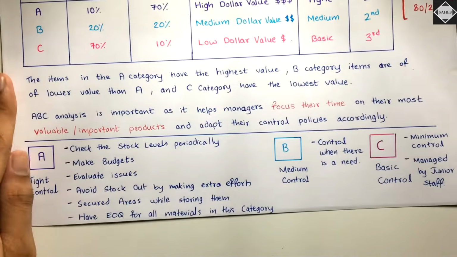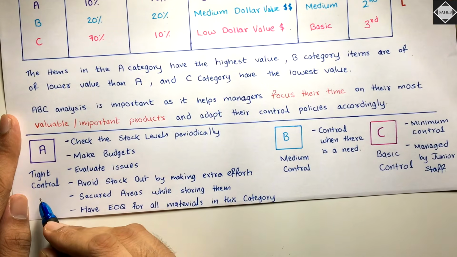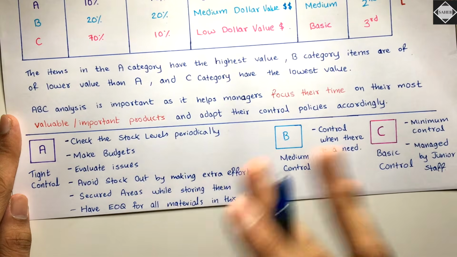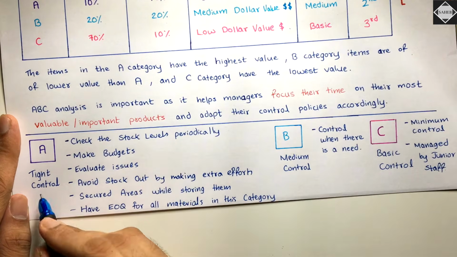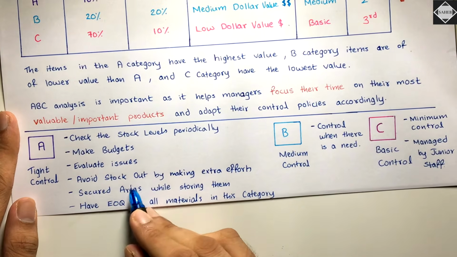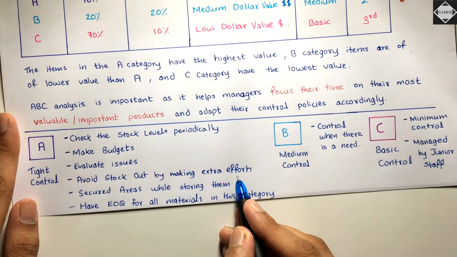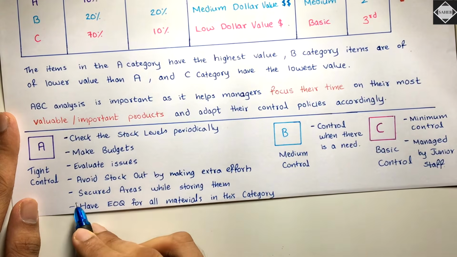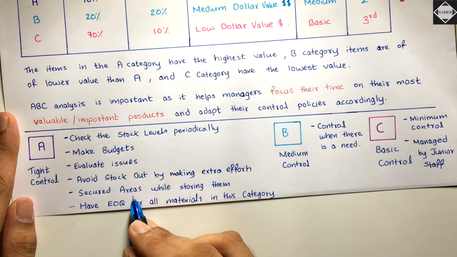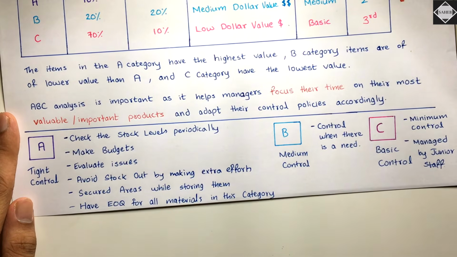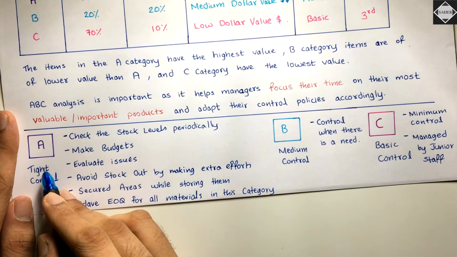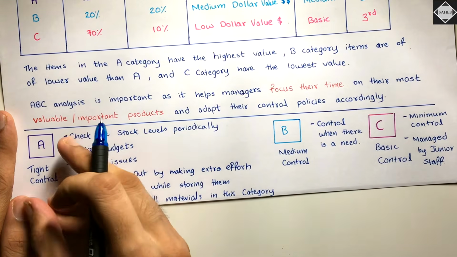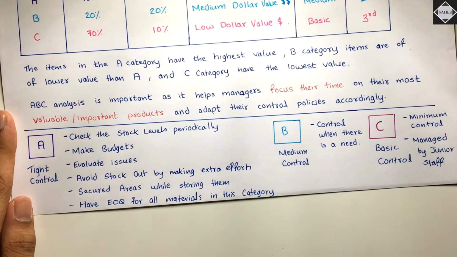That inventory. So for the A category, you will place tight controls, such as checking the stock levels periodically, minimum level, maximum level, and everything. You will make budgets, evaluate any issues which arise in the supply chain, and avoid stock out by making extra efforts. You will have safety stock, and place these items in secured areas so that they will not be damaged and there is no risk of theft. You will have an economic order quantity for all the materials in this category. This is your most revenue generating category, so of course you will focus more on this, right?